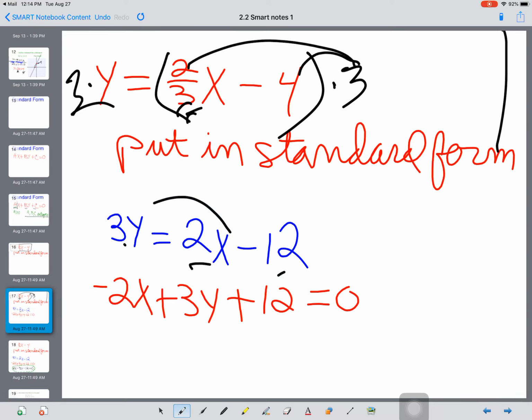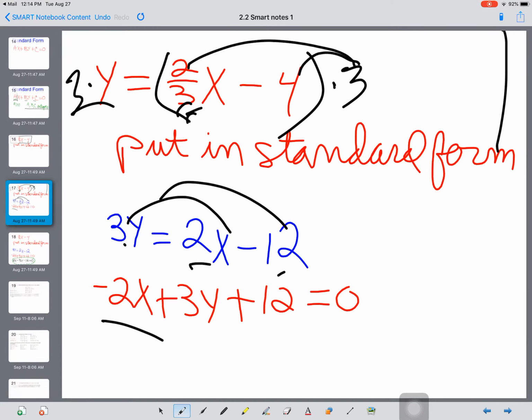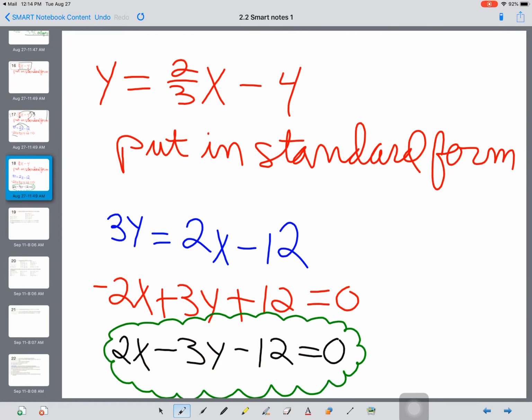And then I'm going to bring everything over onto the same side. But when I did that, I ended up with a negative for the a. And so the last step I'm going to do there is to multiply through by -1. And everybody's sign changes. The 2x becomes positive, the 3 becomes negative, the 12 becomes negative, and that's now in standard form.